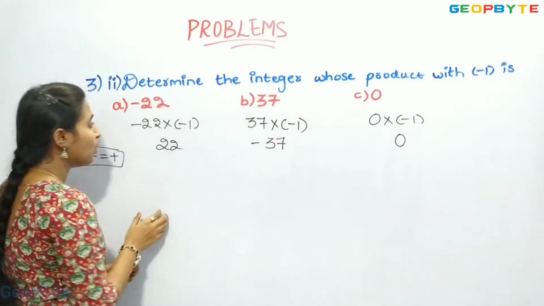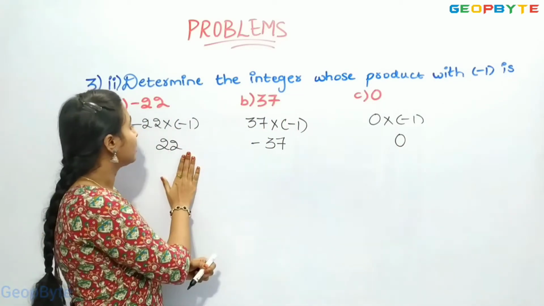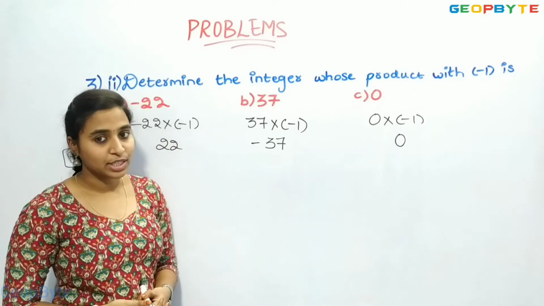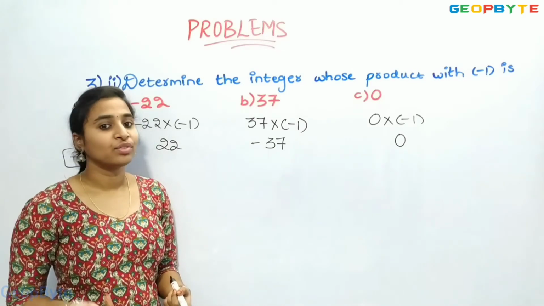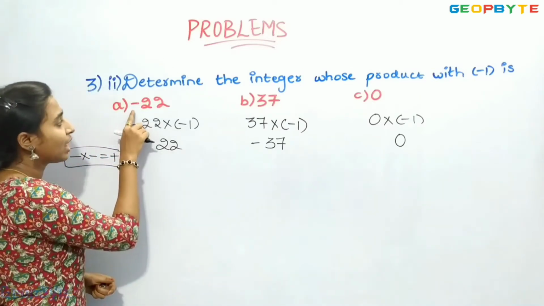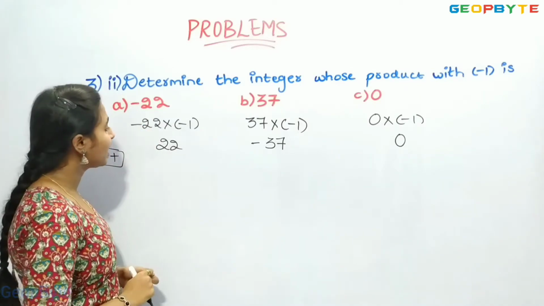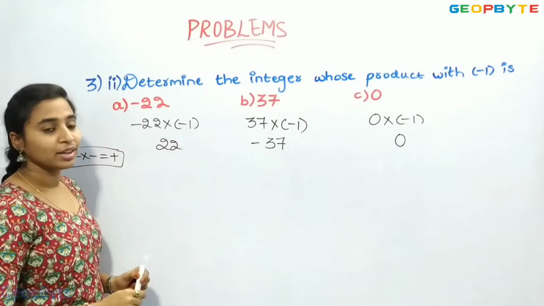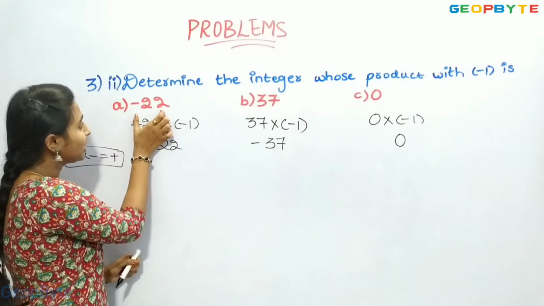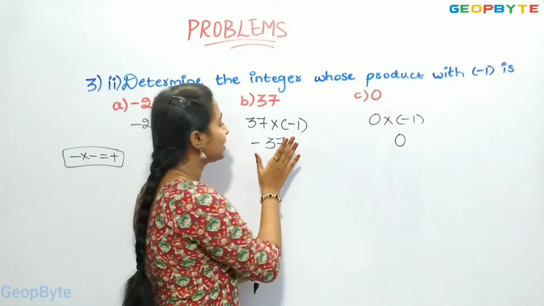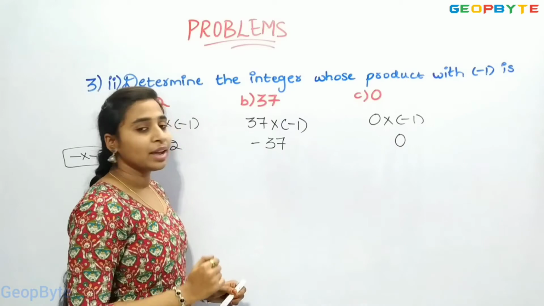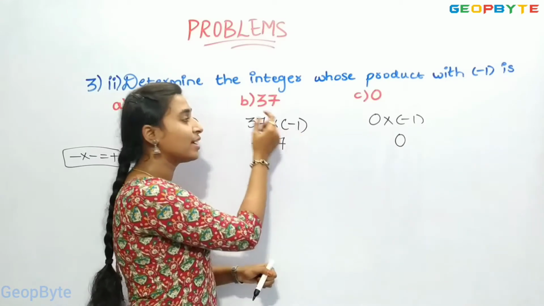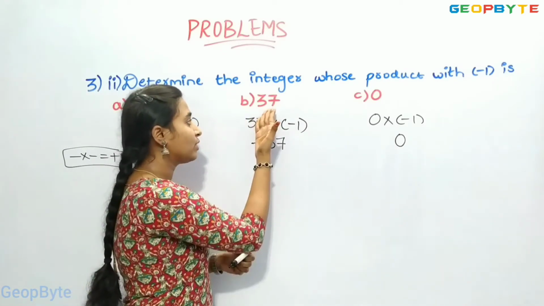Now if you see these two questions, any number which we multiply with minus 1 becomes the additive inverse of that number. Here in the question we have minus 22, but the final answer is 22. It means the additive inverse of minus 22 is 22. Similarly, in this case, we have 37. The additive inverse of 37 is minus 37. As we multiplied minus 1 to 37, we got the additive inverse of this number.